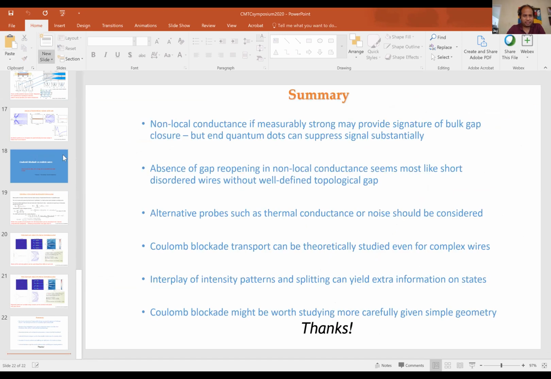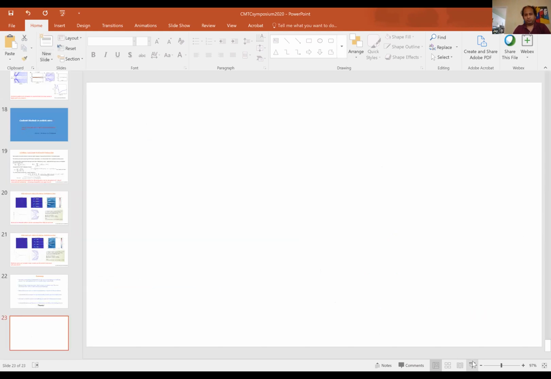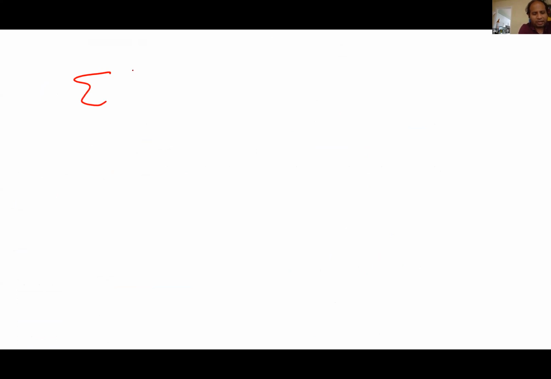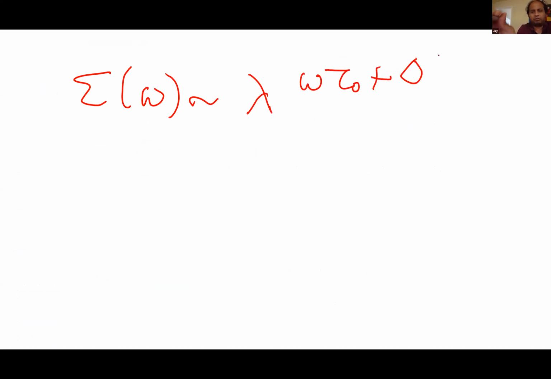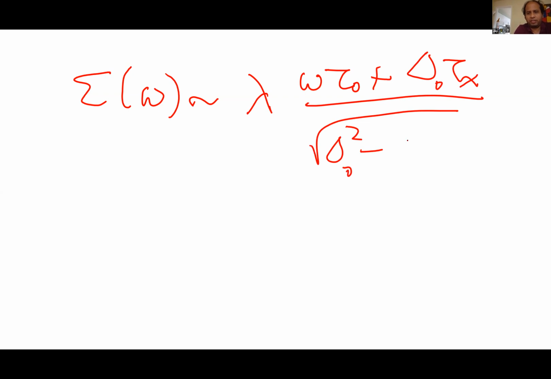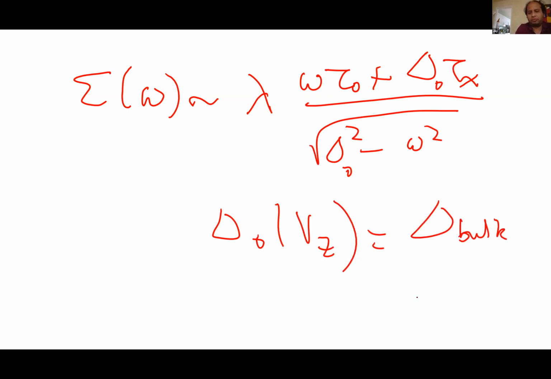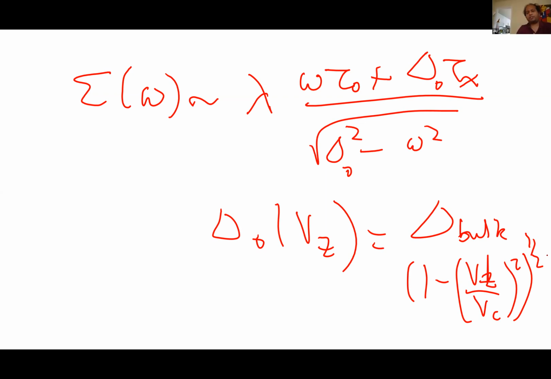It should not be a surprise to you, and I might get some of this wrong. You can correct me, but it's basically lambda times omega tau naught plus delta tau x, divided by the square root of delta squared minus delta naught squared minus omega squared, and delta naught is a function of Vz, which is delta bulk times (1 minus (Vz over Vc) squared) to the power half. I think that's correct. Yes.